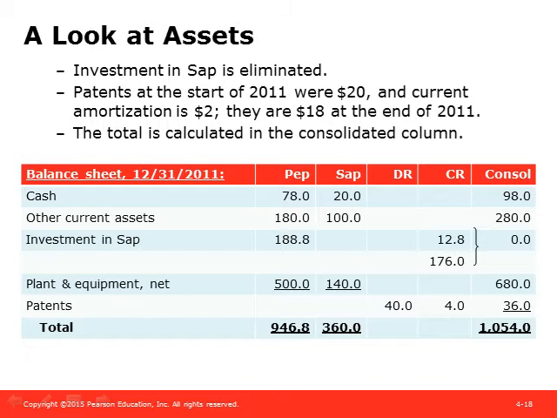If we take a look at assets, we see that the investment in SAP is eliminated. Patents at the start of 2011 were 20K and the current amortization is 2, so they are 18K at the end of 2011, and then the total is calculated in the consolidated column. And there again we see we've got $1,054,000.